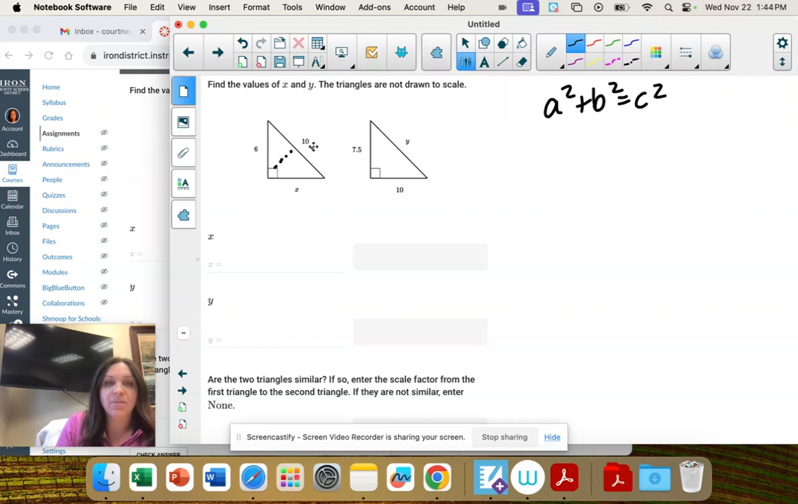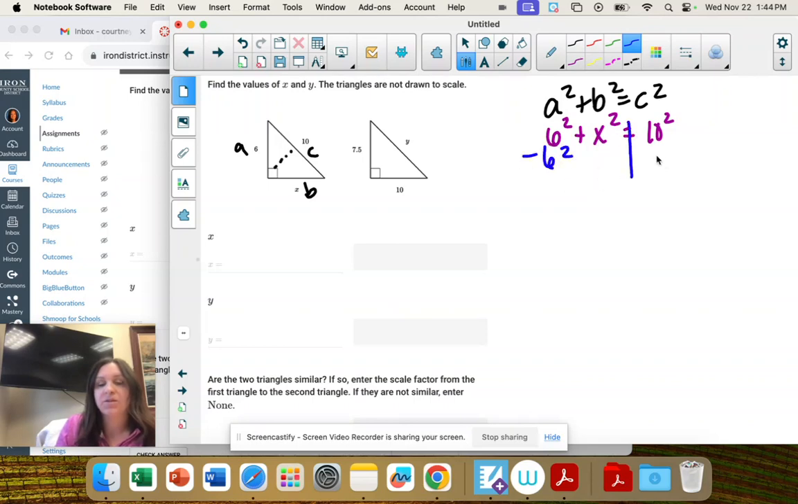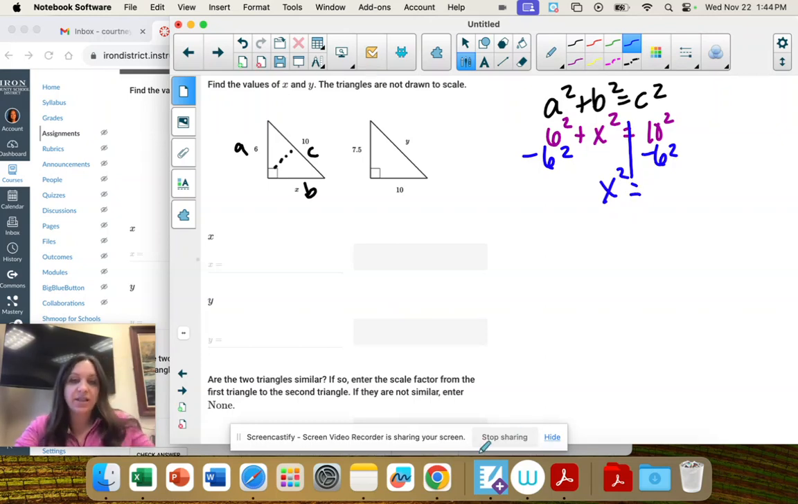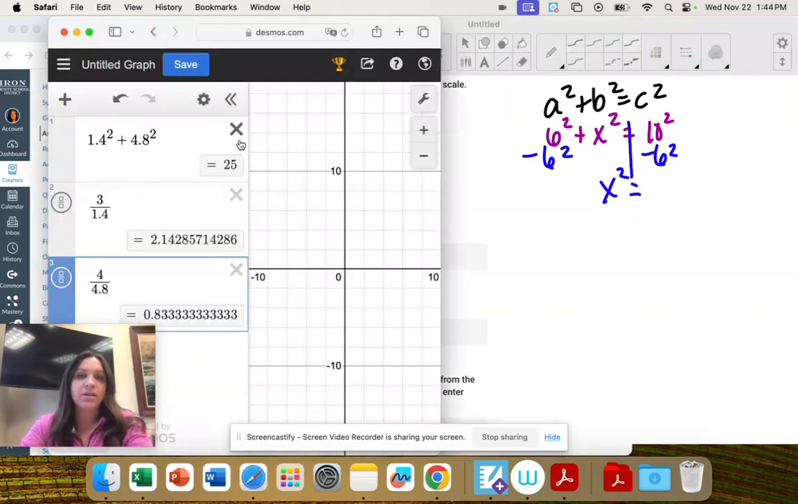C is always the hypotenuse across from the right angle. A and B are the legs. It doesn't matter what side you use. So a squared, 6 squared, b is x, and then c is 10. So to get x by itself, I'm going to minus 6 squared from both sides. So I have x squared equals, and now I'm going to go to my calculator.